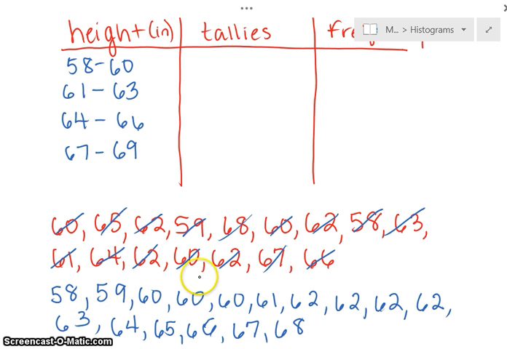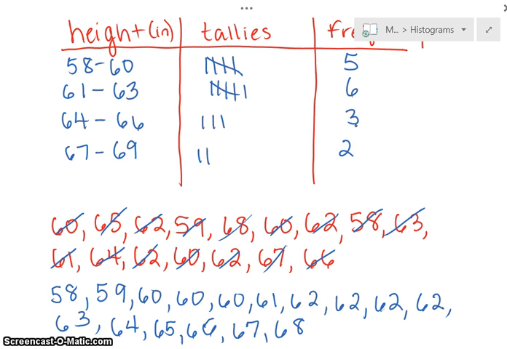Now the tallies is where we tally them up. So 1, 2, 3, 4, 5. We have 5. That's how you do 5 tallies. And then for frequency, we put the number 5. For 61 through 63, we have 6. Put a 6. 64 through 66, we have 1, 2, 3. And 67 through 69, we have 2.